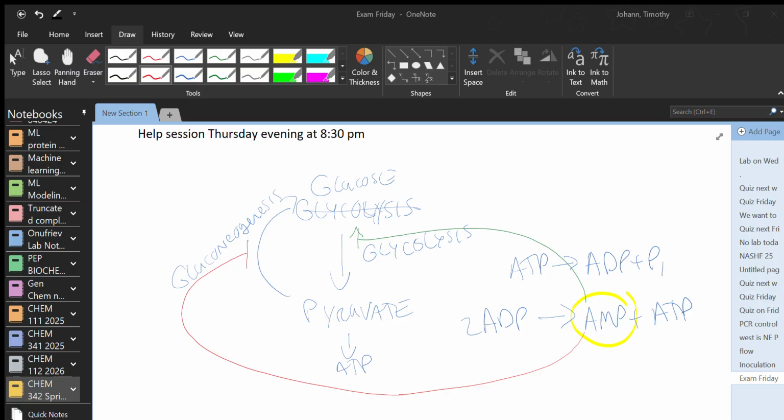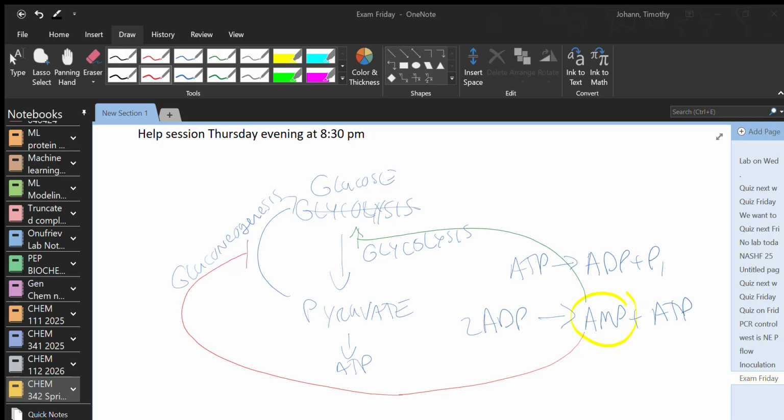Which enzymes are good for regulating glycolysis and gluconeogenesis? The non-reversible ones, right? So I could regulate here, here, and here because those are unidirectional reactions, right? So for glycolysis, hexokinase, phosphofructokinase 1, and pyruvate kinase. And for gluconeogenesis, pyruvate carboxylase, phosphoenolpyruvate carboxykinase, fructose bisphosphatase, and glucose 6-phosphatase.